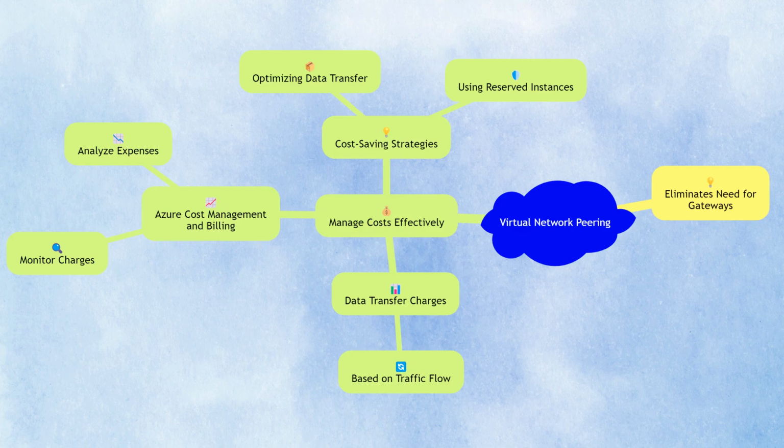While virtual network peering eliminates the need for gateways, it is essential to manage costs effectively. Peering incurs data transfer charges based on the amount of traffic flowing between peered VNets. Use Azure Cost Management and Billing to monitor and analyze these charges. Implementing cost-saving strategies, such as optimizing data transfer and using reserved instances, can help manage expenses while leveraging the benefits of peering.